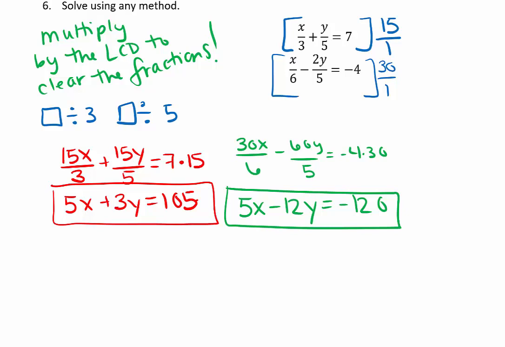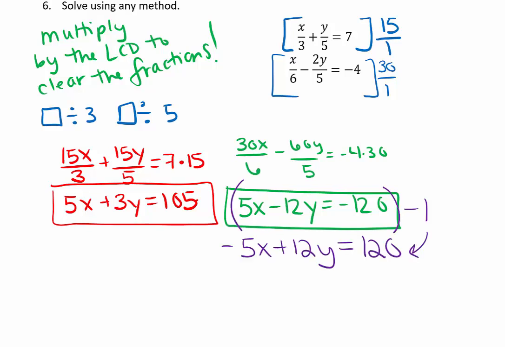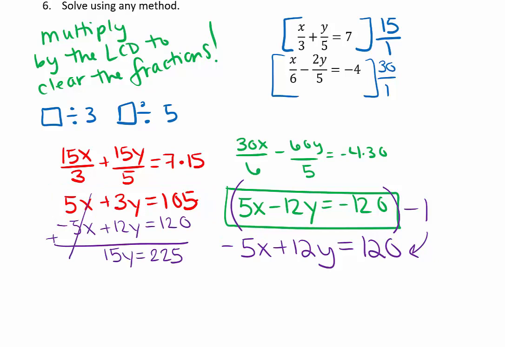Now I've got two equations, neither with fractions. So now we get to choose substitution or elimination. I'm going to use elimination because I notice both equations have a 5x. And so if I multiply the second equation by negative 1, now I have a negative 5x, equal but opposite coefficients. So if I add those two equations, the 5x's go away. 15y equals 225. Divide by 15. And 225 divided by 15 is 15.